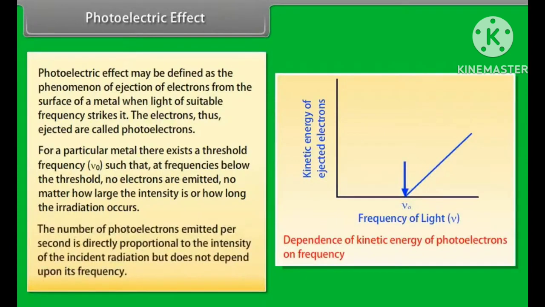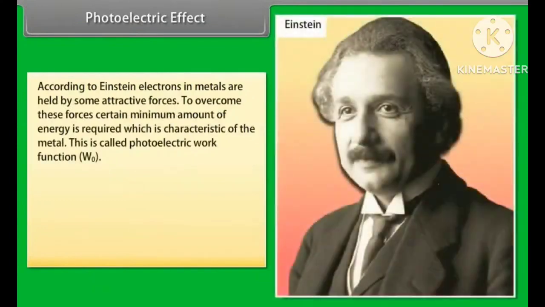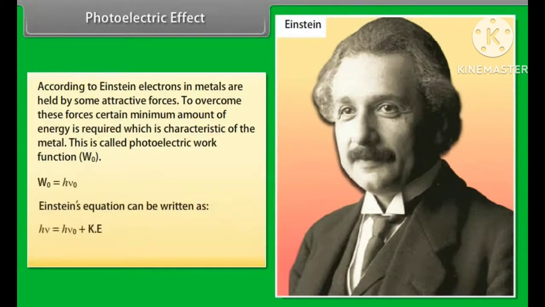The number of photoelectrons emitted per second is directly proportional to the intensity of the incident radiation but does not depend upon its frequency. According to Einstein, electrons in metals are held by some attractive forces. To overcome these forces, a certain minimum amount of energy is required, which is characteristic of the metal. This is called the photoelectric work function W0. W0 is equal to h nu naught. The Einstein equation can be written as h nu is equal to h nu naught plus Ke. Ke is equal to h nu minus h nu naught.